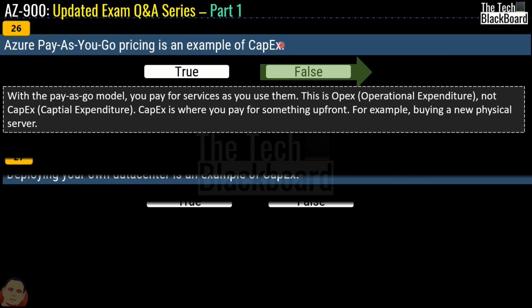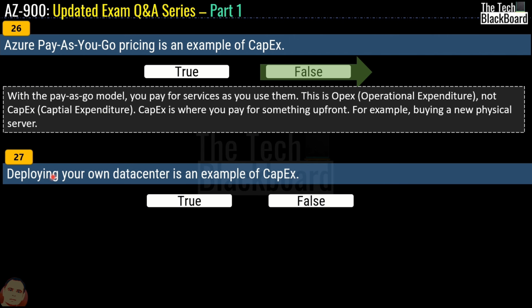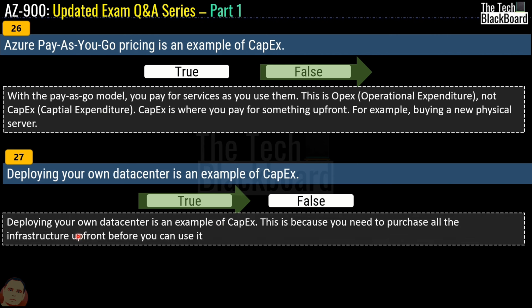Moving on to the next question, number 27, we have deploying your own data center is an example of CAPEX. Is it true or is it false? The correct answer is true. The reason is that deploying your own data center is an example of CAPEX. This is because you need to purchase all the infrastructure upfront before you can use it. And that's exactly the core definition of capital expenditure. Whenever you have to pay upfront a large amount of money, that is counted as capital expenditure.